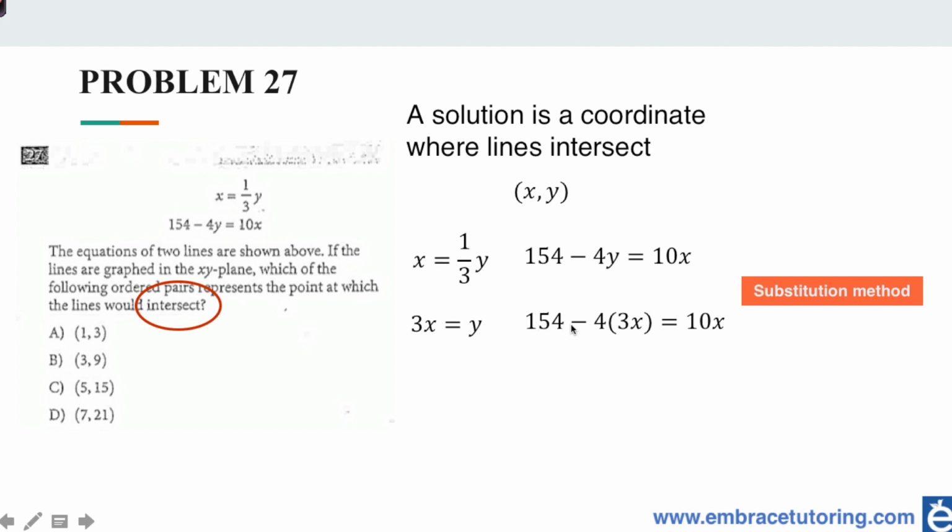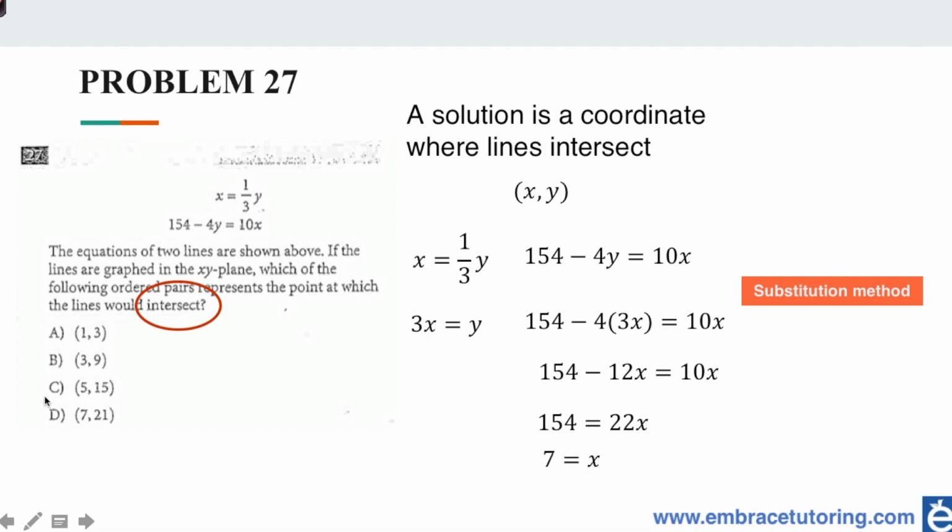And I have 154 minus 4 times 3x, notice that's where the 3x is coming from, equals 10x. And now I'm going to distribute my -4 times my 3x, which will give me -12x. I have 154 minus 12x equals 10x. I'm going to bring a positive 12x over to both sides. And I have 154 equals 22x. Dividing by 22 on both sides will give me 7 equals x.